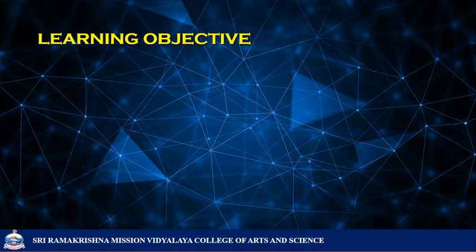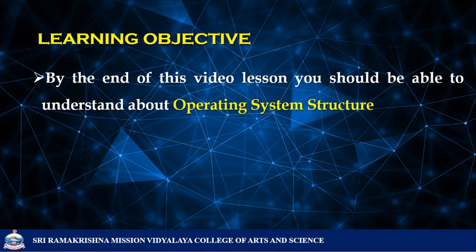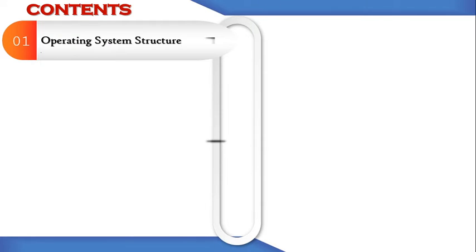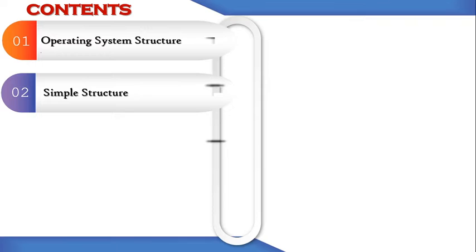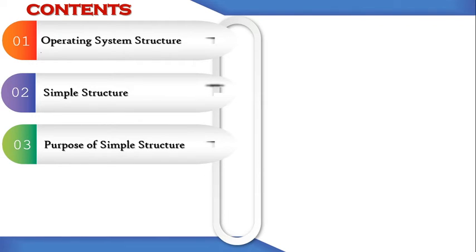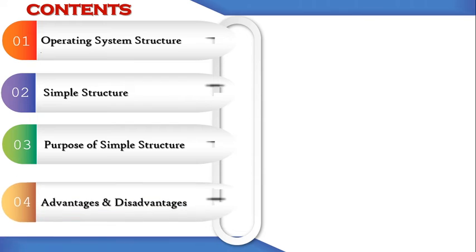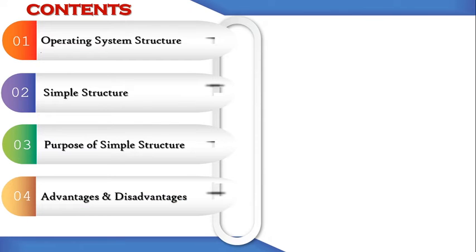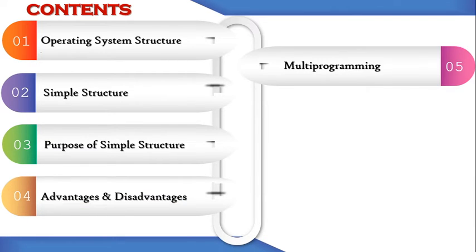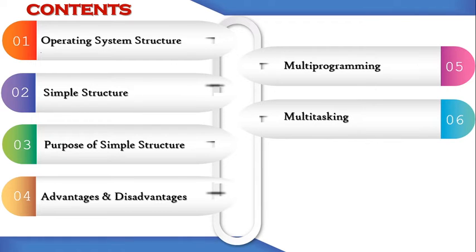Learning objective of this video. By the end of this video lesson, you should be able to understand about operating system structure. The following contents we are going to discuss in this video lesson. The first one is operating system structure, simple structure, purpose of simple structure, advantages and disadvantages, multi-programming and multitasking.